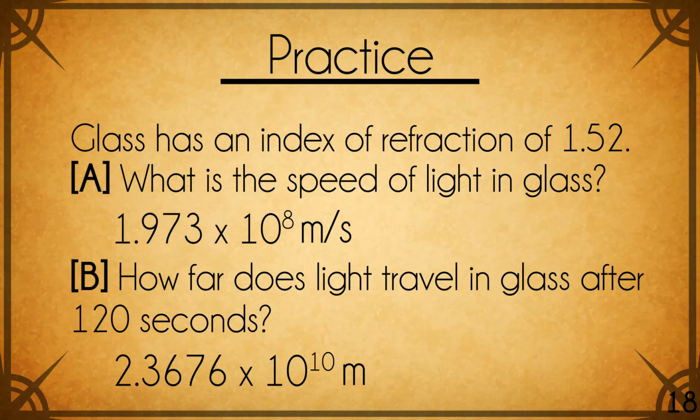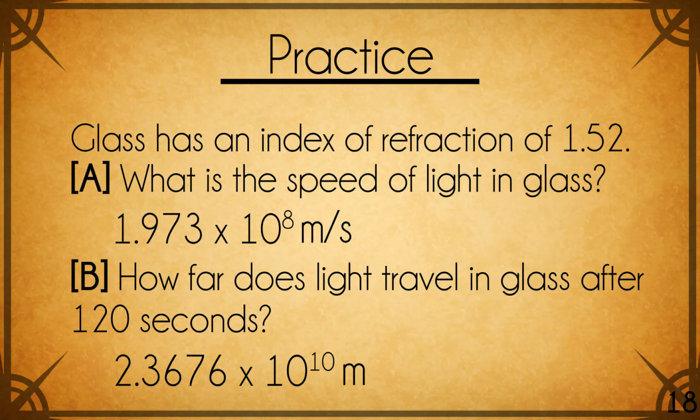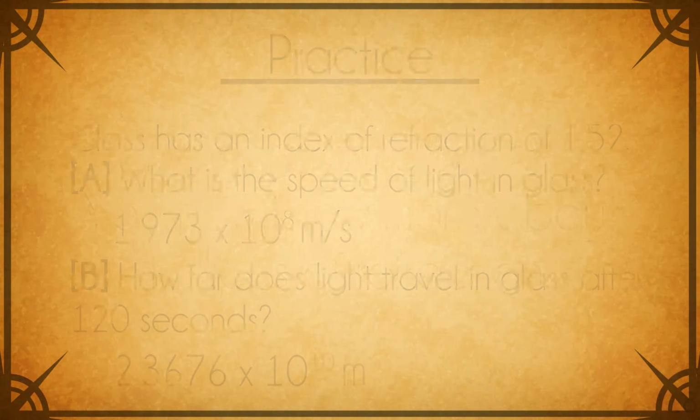Now let's look back at the practice question. Glass has an index of refraction of 1.52. A. What is the speed of light in glass? The answer should have been 1.973 times 10 to the 8th meters per second. B. How far does light travel in glass after 120 seconds? The answer should have been 2.3676 times 10 to the 10th meters.